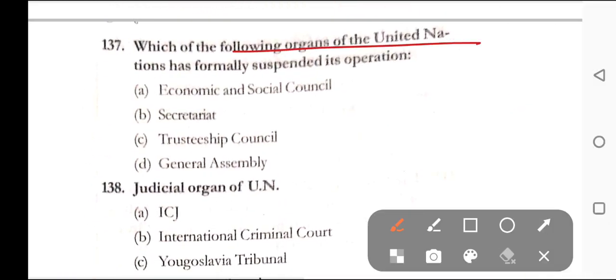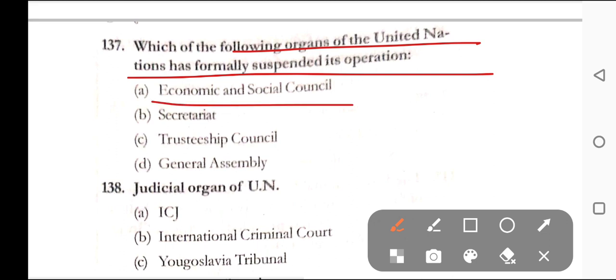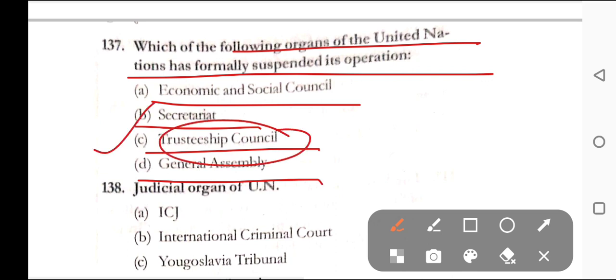Which of the following organs of the United Nations has formally suspended its operations? Option A, Economic and Social Council, option B, Secretariat, option C, Trusteeship Council, and option D, General Assembly. Correct answer here is option C, that is the Trusteeship Council.